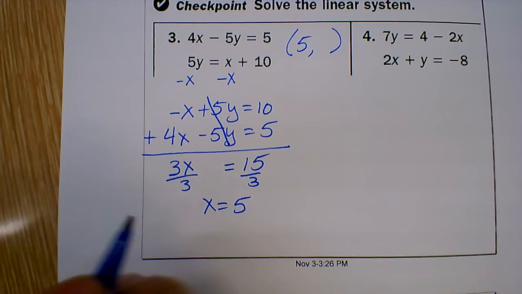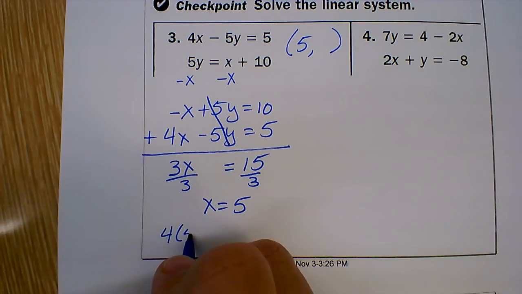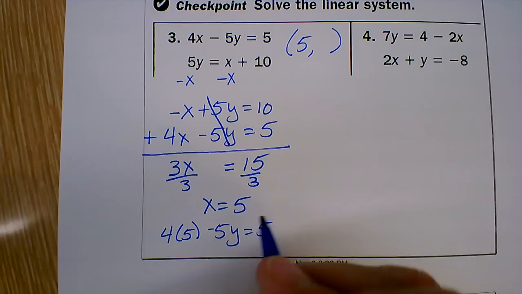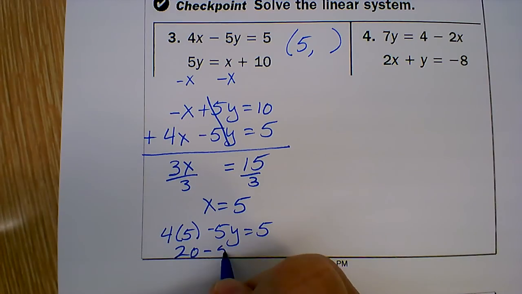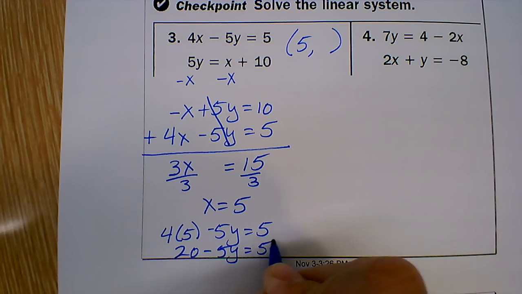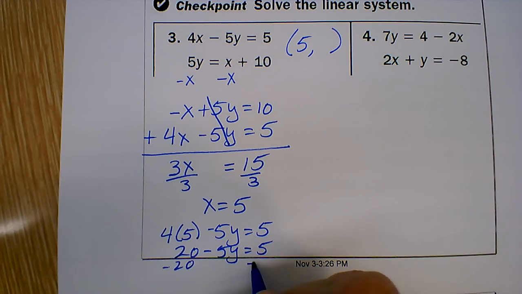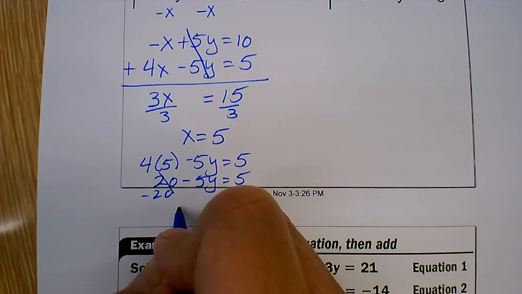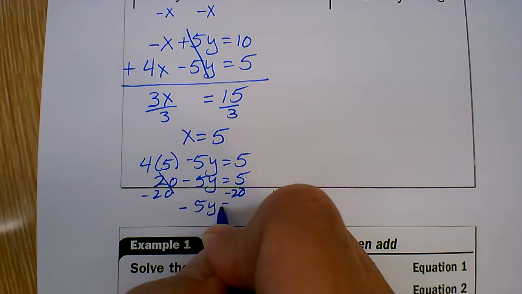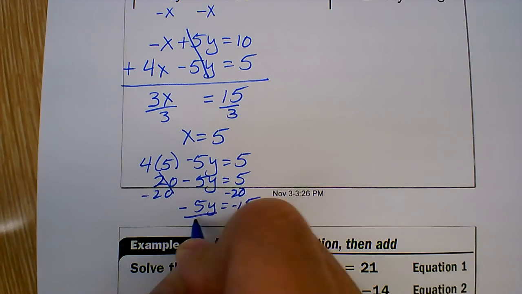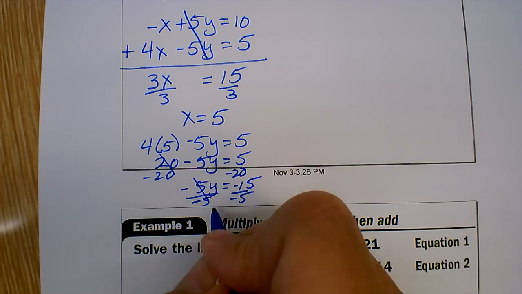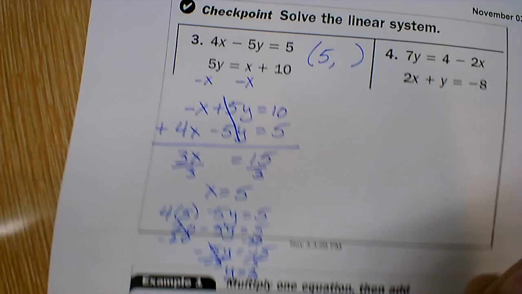Take one of my original equations, plug in 5 for x, 20 minus 5y equals 5, subtract 20 from both sides. I've got negative 5y is equal to negative 15. Divide both sides by negative 5. So y is equal to 3.